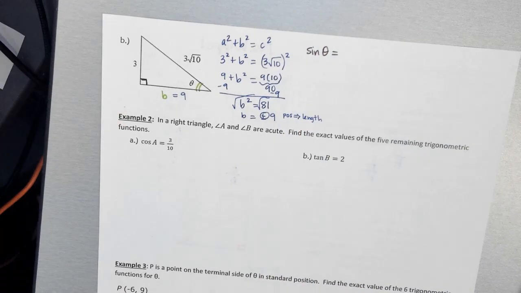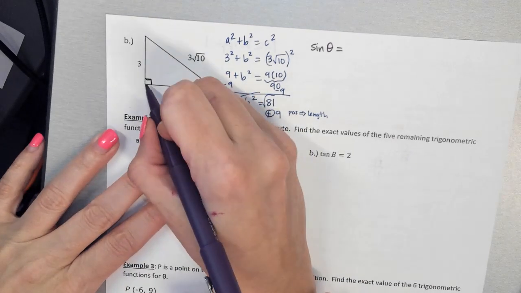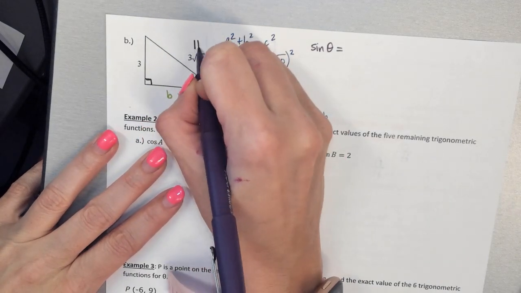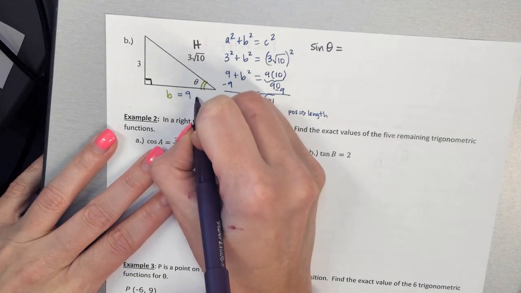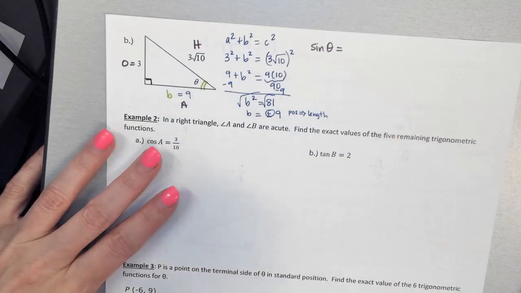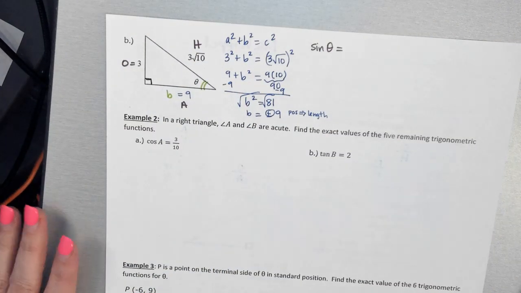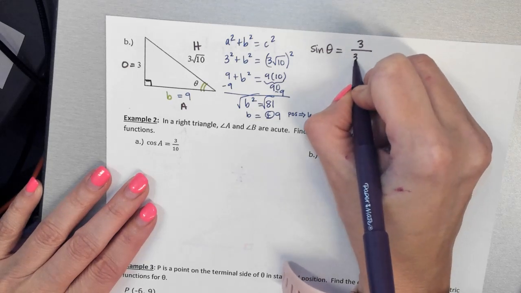From there, let's set up our sine of theta. So our sine of theta is opposite over hypotenuse. I find it helpful for me to label. So I find my right angle, I label this as the hypotenuse. Okay, the adjacent is next to theta, so this is now the adjacent side. And this is the opposite side. So I'm going to have 3 over 3√10.